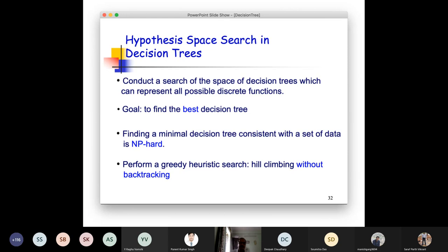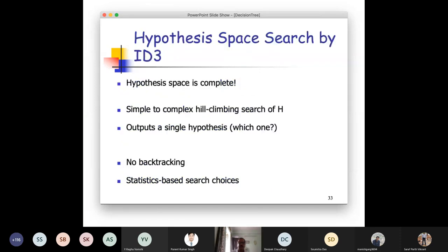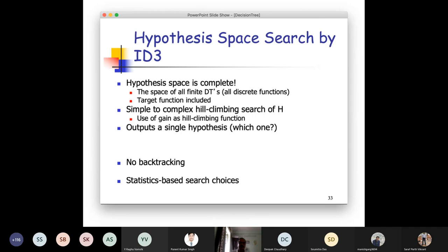So these are the characteristics, and we are taking the decisions based on all the data. That means the entropy measures what you are doing. With respect to the ID3 algorithm, once again, the hypothesis space is complete, and the target function is included. We have already mentioned that it's a hill climbing search, and the output is a single hypothesis.